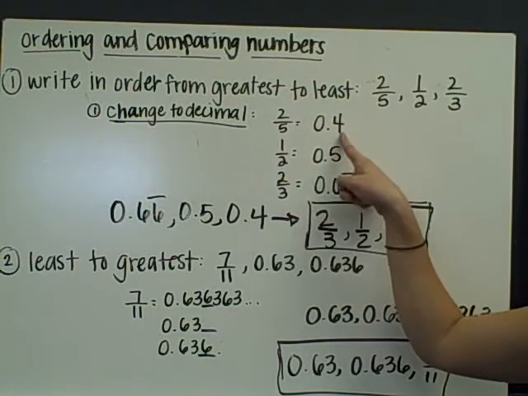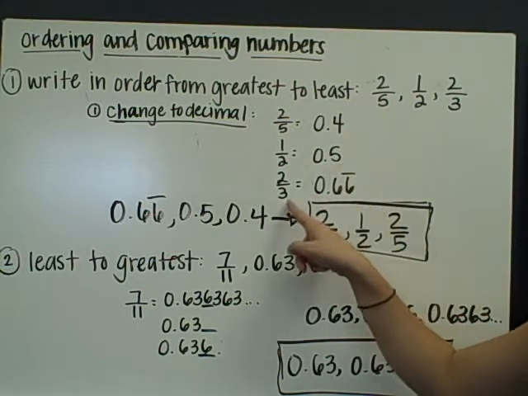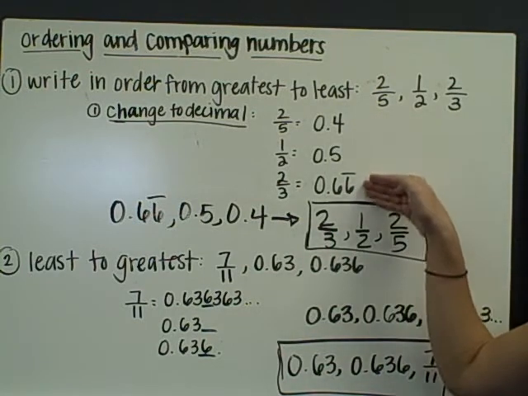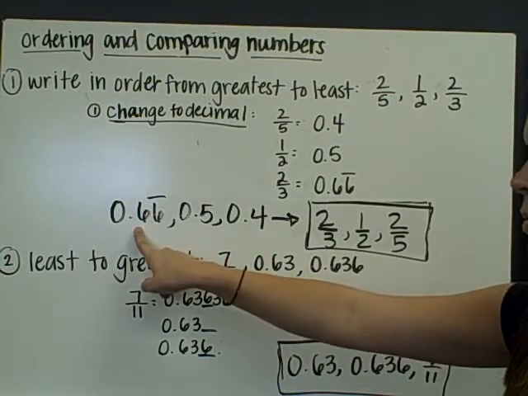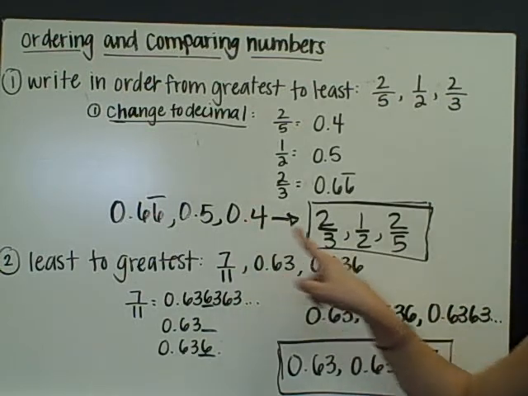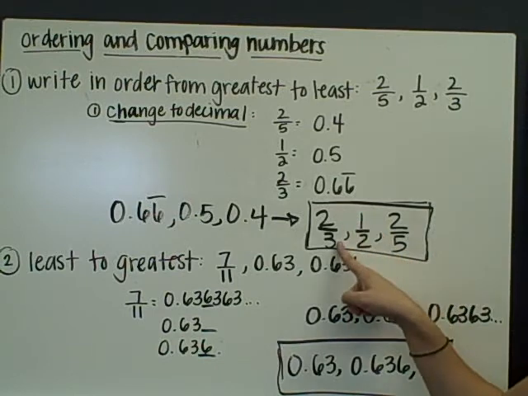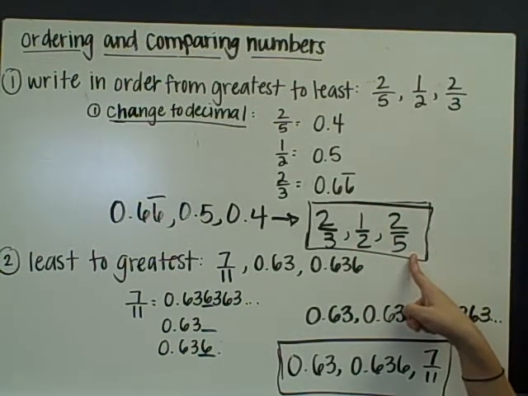So 2/5 is the same thing as 4/10, 1/2 is the same thing as 5/10, and 2/3 is the same thing as 6/10 repeating. Once I have these in decimal form, I write them in order. 6/10 repeating is bigger than 5/10, which is larger than 4/10. Then I convert them back to our fractions. So our answer is 2/3 is greater than 1/2, which is greater than 2/5.